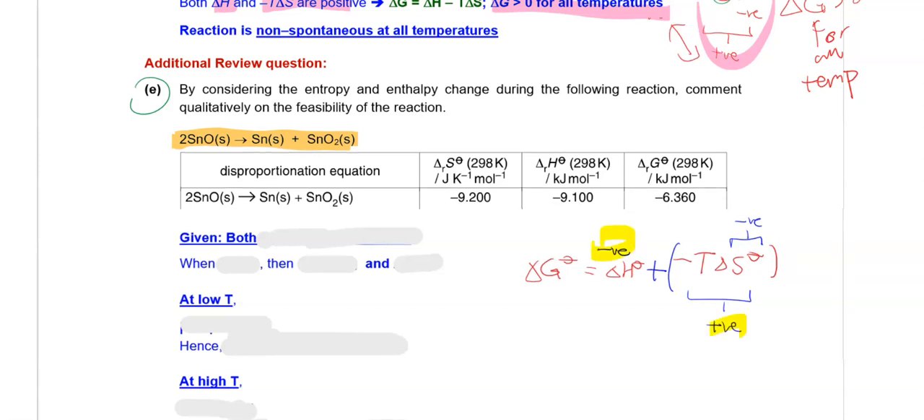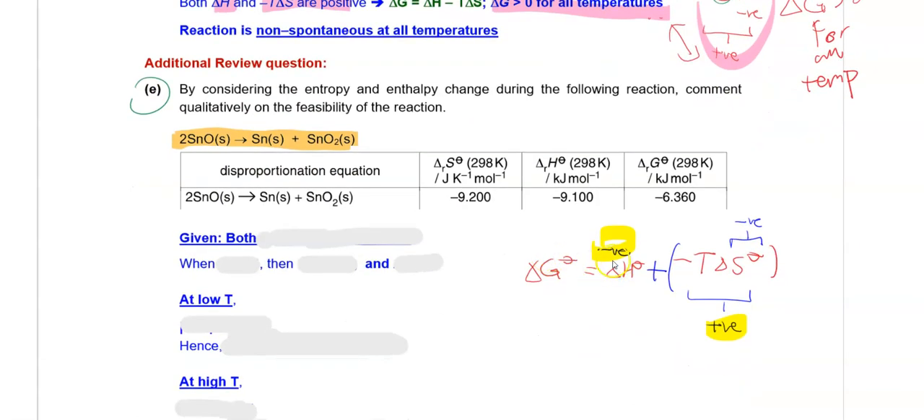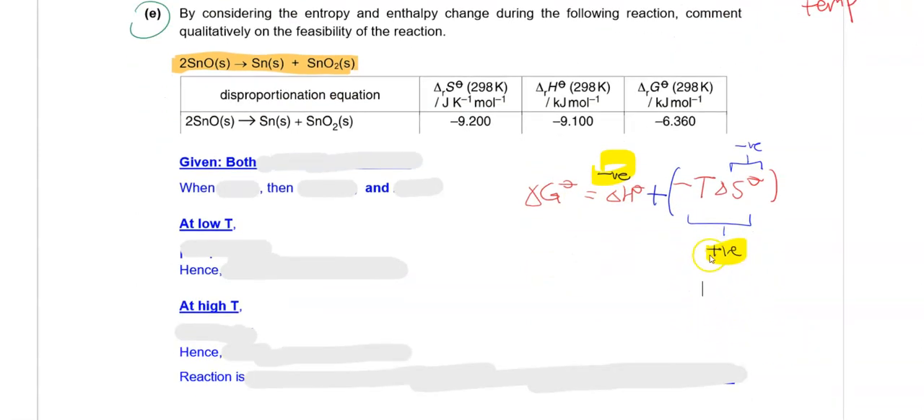Now, clearly, this is very different from the earlier example. In the earlier example, both delta H and negative T delta S are positive. But in this case, delta H is negative, but negative T delta S is positive. Which means there are possibilities in which your delta G can be negative as well as positive. So when does it become positive? There are two scenarios: delta G can be more than 0, or delta G can be less than 0.